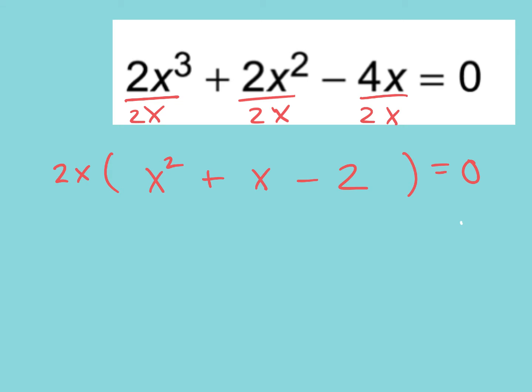What can I do next? Next, I factor. What are two factors of negative 2 that add to 1? Two and negative 1, because 2 times negative 1 is negative 2, and 2 minus 1 is 1. So they multiply to the last and add to the middle. Perfect. So how would I write that? It's x plus 2 and x minus 1, because it's a positive 2 and negative 1.